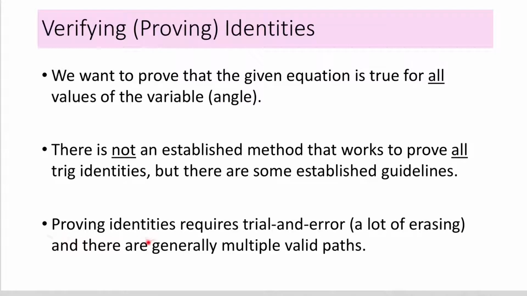You'll find that there are generally multiple valid paths, as long as all the steps are valid, that lead you to being able to prove a given identity. So not any two students are always going to do the same thing when it comes to proving identities. So once again, this is what makes this challenging at first, when you're not given basically a recipe and you're asked to come up with a proof.